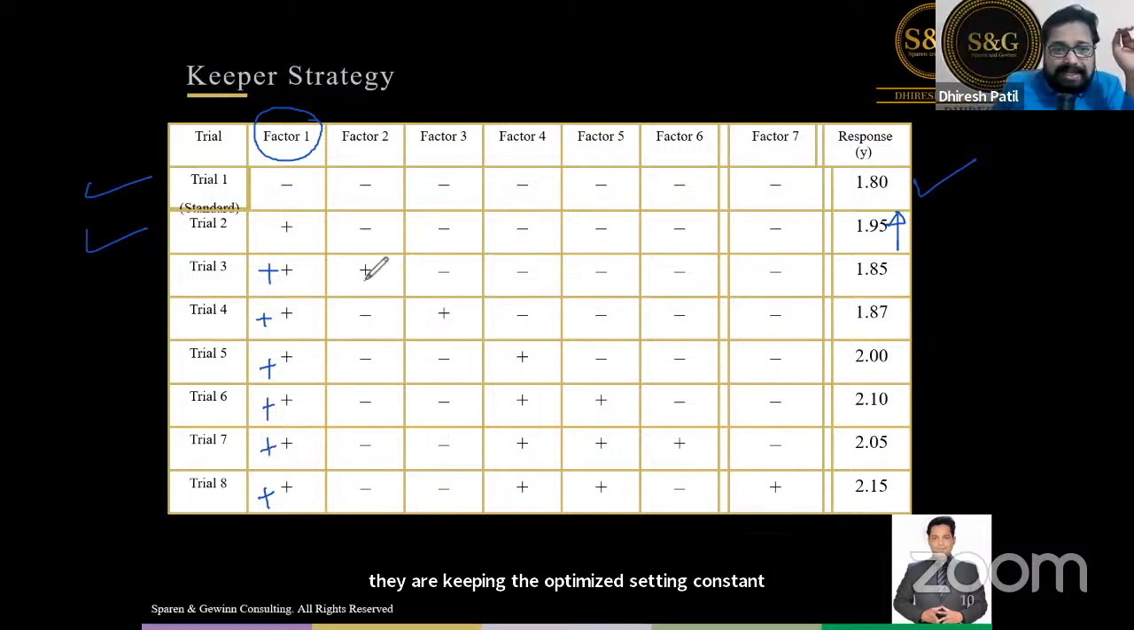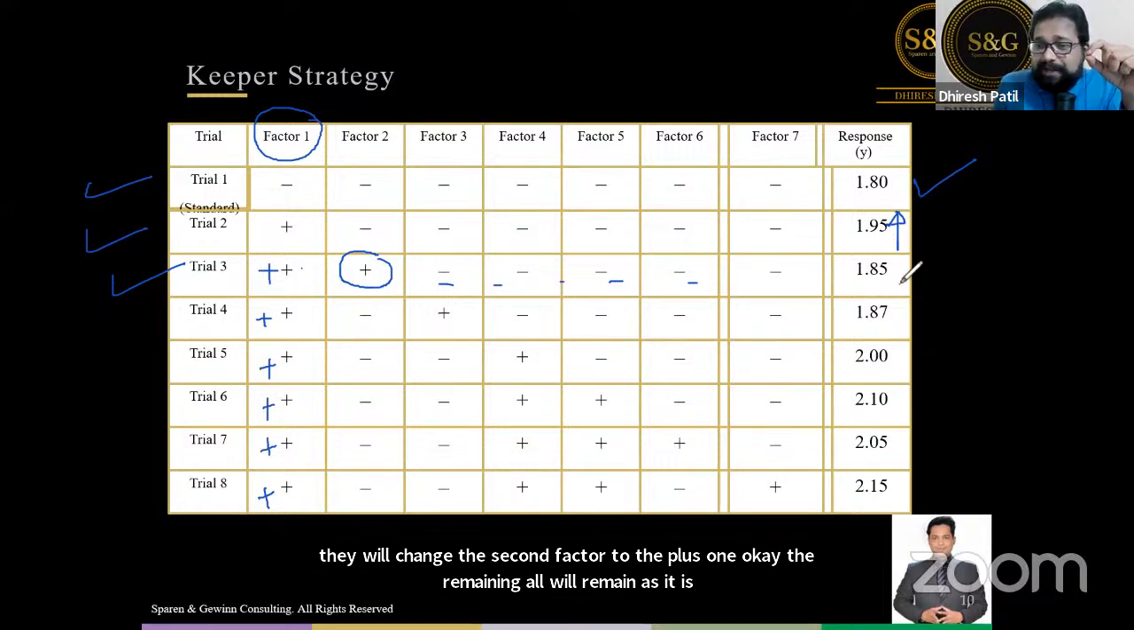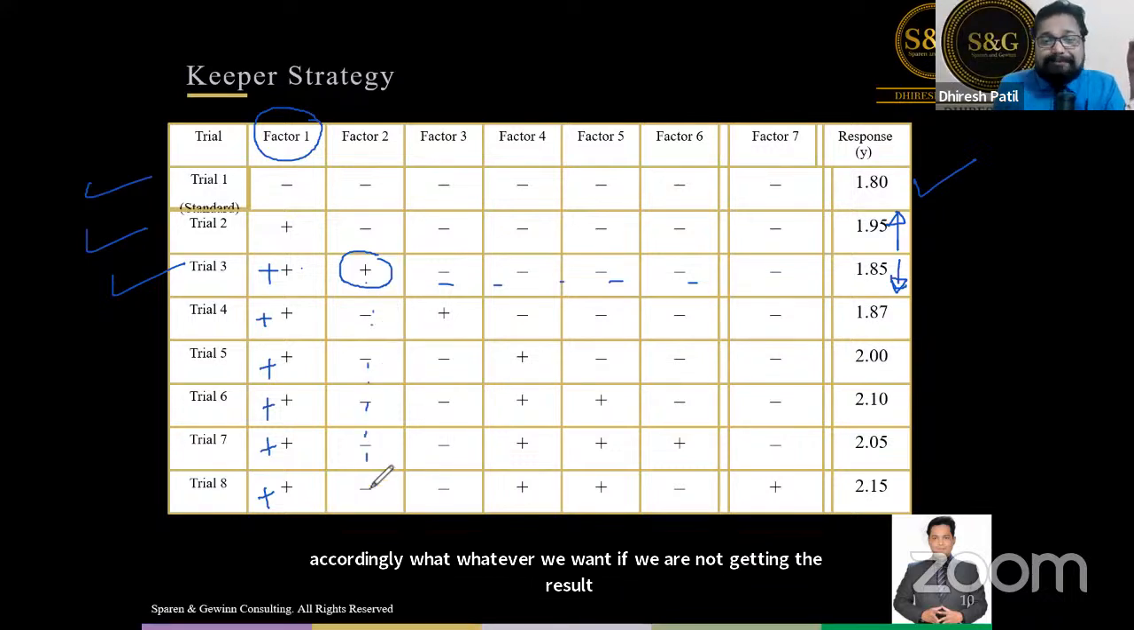Now, similarly, let's say, for example, we go to the third trial. They will keep the first factor setting at the higher setting because it has given a better result. Then they will change the second factor to the plus 1. Okay. Remaining all will remain as it is. Now, from 1.95, the result has dropped. Okay. Result has dropped down. So this is not working according to them. So factor 2, once you increase it, is not working accordingly; we are not getting the result we want. So they will alter that factor again.